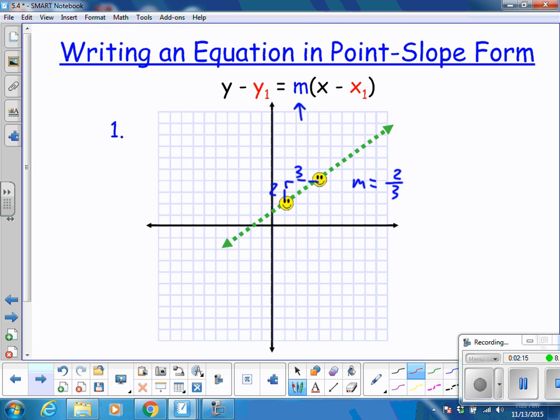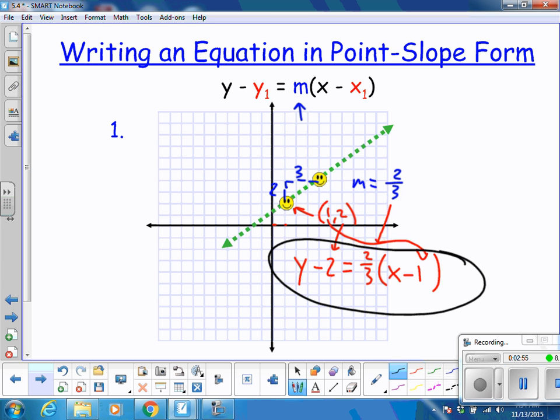Now I'm going to look for a point here. I'm going to use this point right here for this one. And it looks like that point is at the coordinate 1, 2. I can use this to create my point slope form. So I can see that y minus 2 is equal to my slope, which is 2/3 times x minus, and I'm going to grab my x point, which is 1. So right here represents my equation in point slope form.